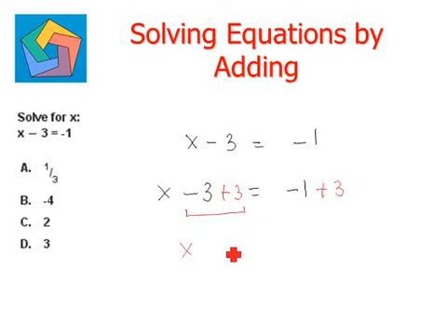So x equals negative 1 plus 3. With a positive and a negative, we subtract and keep the sign of the bigger number. So 3 minus 1 is 2, which is nothing but option C. This is the correct answer.